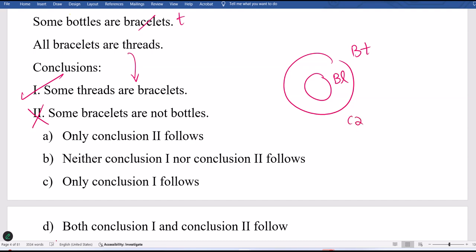Whenever "some" is there, be careful. We can go for the reverse like this. A lot of people have a doubt like this, sir: some bottles are bracelets, only this one, then the remaining bracelets are not bottles. No. We can draw these two diagrams. For "some", there are two diagrams that you people should always know. That's why the second one failed. Some x are y does not mean the remaining x are not y, or some y are not x. Don't go that way.